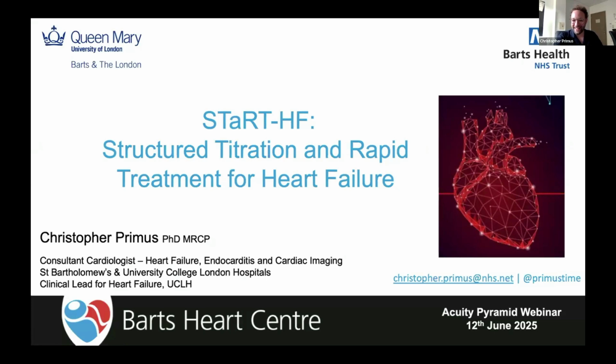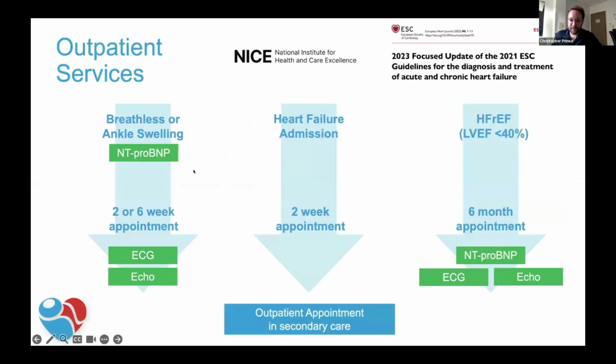Thanks very much for having me, Debs, and the team at Ortus. It's great to be here. As Nick has said, I'm going to talk to you briefly this evening about what we've done in terms of a structured titration and rapid treatment for heart failure, or a rapid titration service. Me working as a heart failure consultant at St. Barts Hospital and as a clinical lead for heart failure at UCLH, which has allowed us to really blend what we're doing across 2 integrated care services.